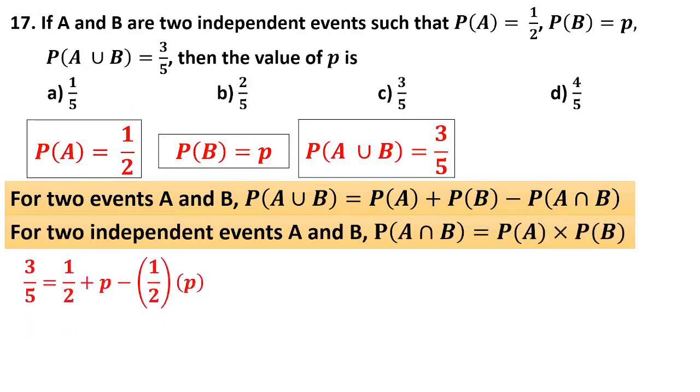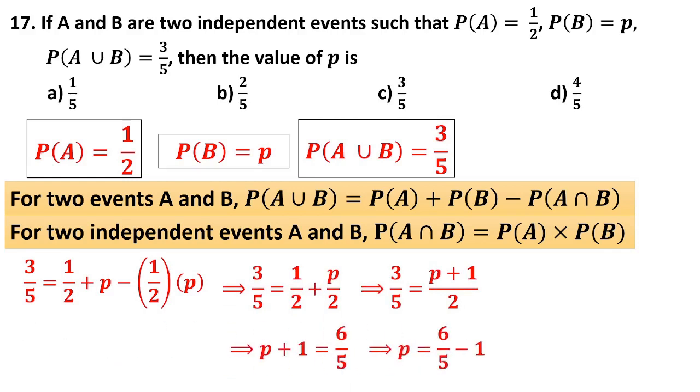Therefore, 3 by 5 is equal to half plus P minus half into P. From that you can get the value of P. P value is 1 by 5, the option A. Here we are using two formulas, the P of A union B formula and the P of A intersection B formula.